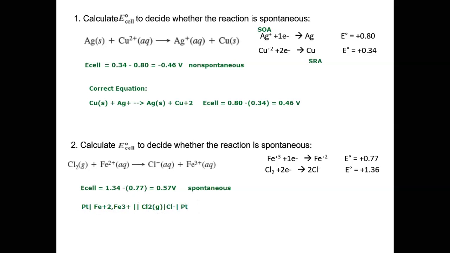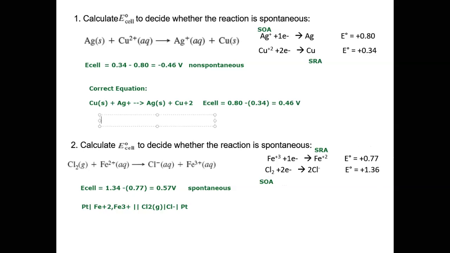So again, iron 2 plus is the stronger reducing agent, so it's our SRA. Chlorine gas is the stronger oxidizing agent, and the reason is because it has the more positive reduction potential. Fe2 plus is a stronger reducing agent because it has the less positive reduction potential.